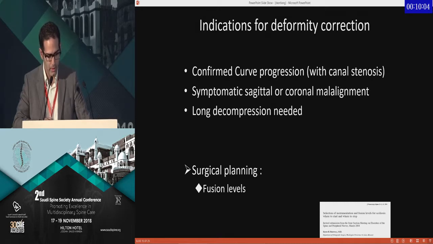So in regards to the surgical planning, what should the fusion levels be?